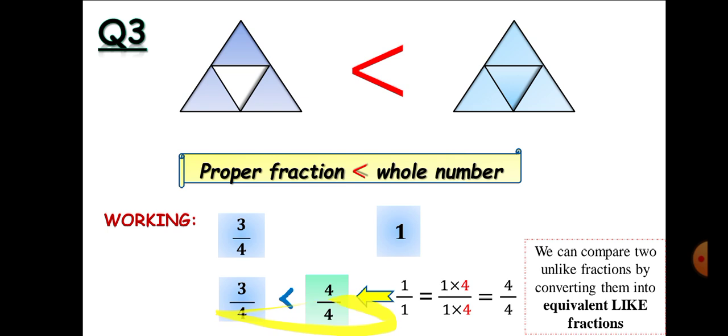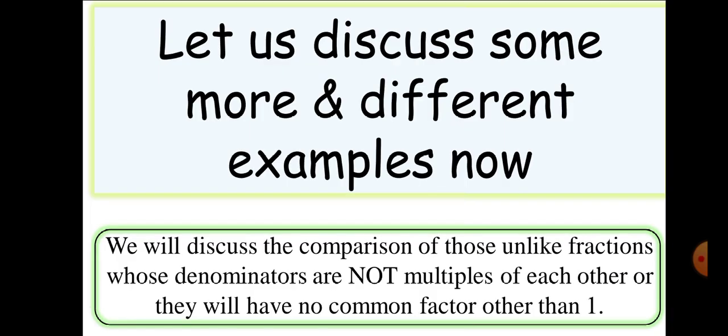The denominators are the same. Now we focus on the numerator: the one with the greater numerator has the greater value. That means 4 is greater than 3, that means 4/4 is greater than 3/4, because I always tell you that the whole number always wins against a proper fraction. So let us discuss some more different examples.